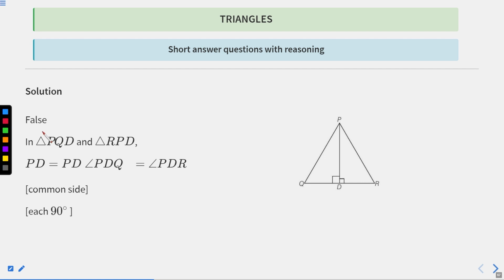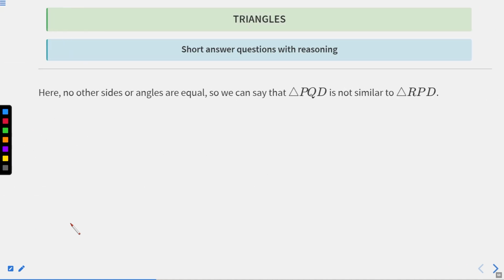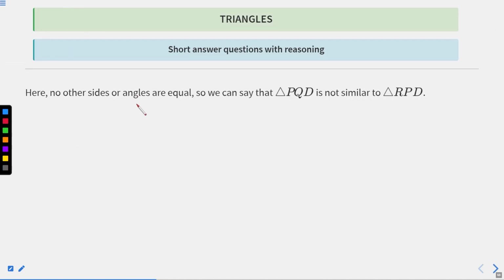Here the statement is false. In triangle PQD and triangle RPD, PD is a common side in both triangles, so PD is equal to PD. Angle PDQ and angle PDR are equal, each being 90 degrees. Here no other sides or angles are equal. So we can say triangle PQD is not similar to triangle RPD. Okay, now let us move to the next question.